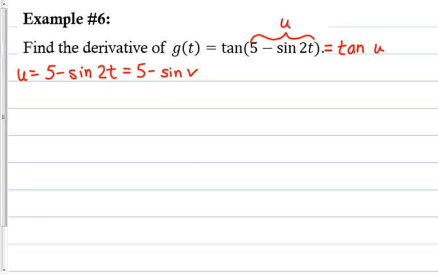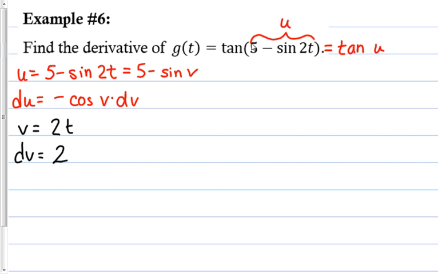Okay, so I'm going to need du, but before I find du, I'm going to have to figure out what's going on with v. So v is just the 2t part, and then dv is going to be the derivative of that, which is 2. So du, let's see, I'm going to derive 5 minus sine v. So 5 goes away, and then I have negative sine v to derive left. So let's see, negative cosine of v dv.